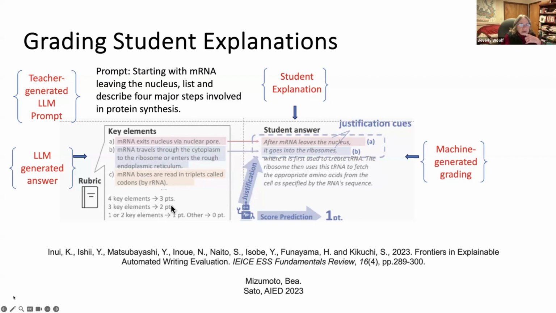I'm not sure who gave us the system that said that if you get 4 key elements, you get 3 points. If you get 3 key elements, you get 2 points. But anyway, once the student's answer comes in, the system can then analyze it, and it looks at each line. After RNA, the student said "leaves the nucleus," and that's exactly the same as that, so the student gets a score for that. Then "it travels to the cytoplasm, to the ribosome," so that gives you another point, etc. And so the machine is actually grading this.